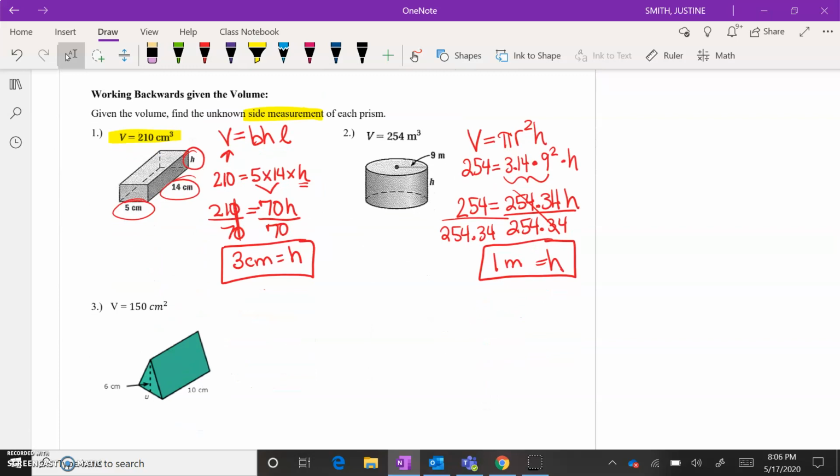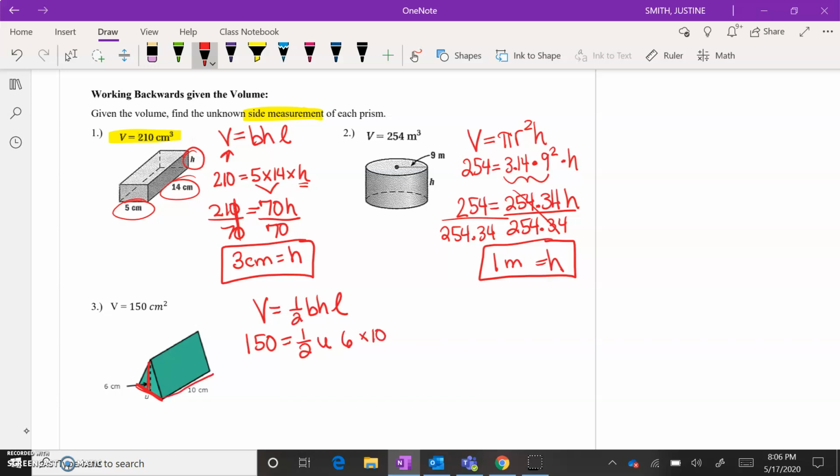Okay, so the last one we're going to try is a triangular prism. Again, go ahead and write out your formula. Okay, we're going to plug in what we know. So we know the volume is 150. We don't know the base here, that's the u. The height is 6, and the length is 10.